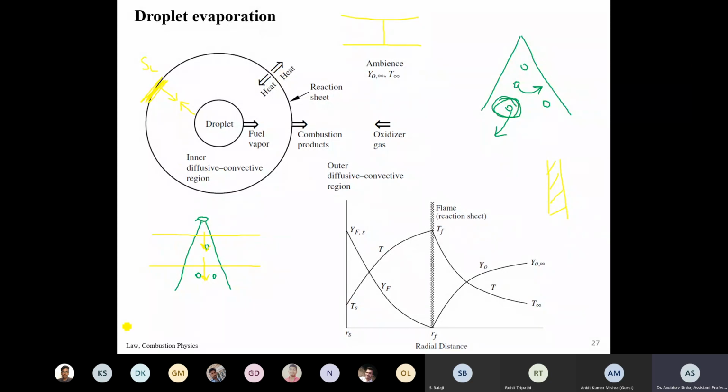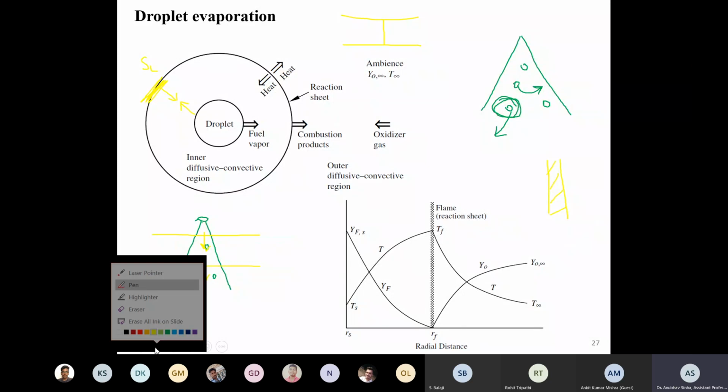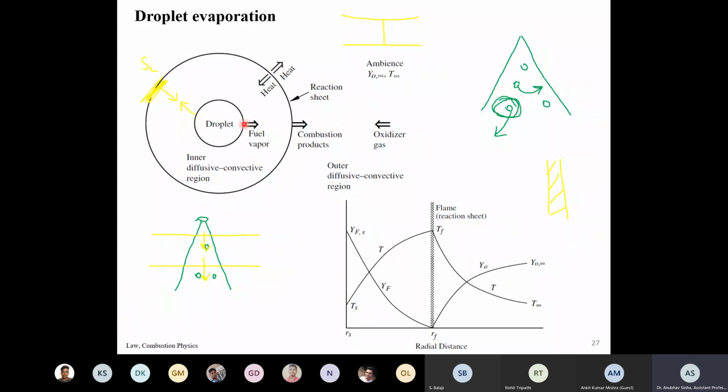Now where is the fuel supply coming from? From evaporation. We are constantly evaporating this vapor, and hence we maintain the flame front at this region for the moment. But when the mass is decreasing and the droplet becomes small, then evaporation will become small, and the flame will come inside.